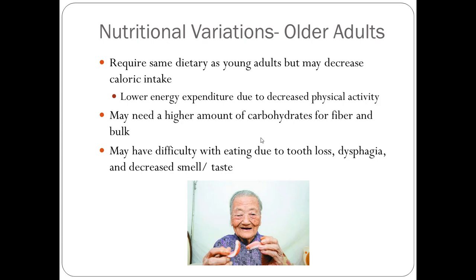Older adults, same dietary, but need a decrease in calories. They're not as active because they're maybe less mobile. They just don't have the energy that they need to, so they don't use the energy that they would use to burn the calories. Higher amount of carbs and fiber for bulk. Issues with eating might be caused because they have tooth loss or dysphagia, or maybe they don't smell or taste as well anymore, so they don't want to eat as well.